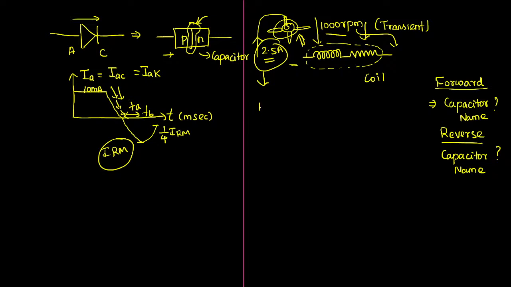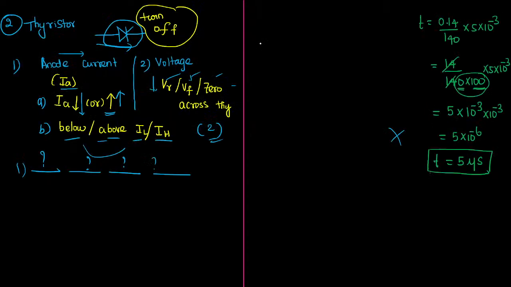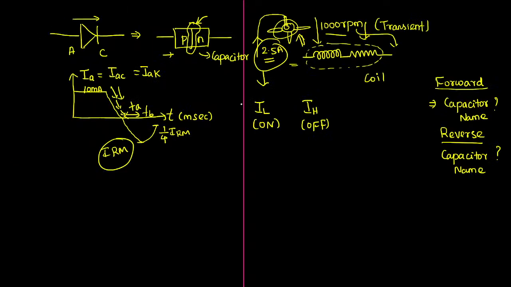What I said: when talking about the turn on process, you must talk about latching current. When you are discussing the turn off process, you must talk about holding current. Yes or no? Basically we are dealing with the turn off process. If you want to turn off, you must reduce the current below the holding level.